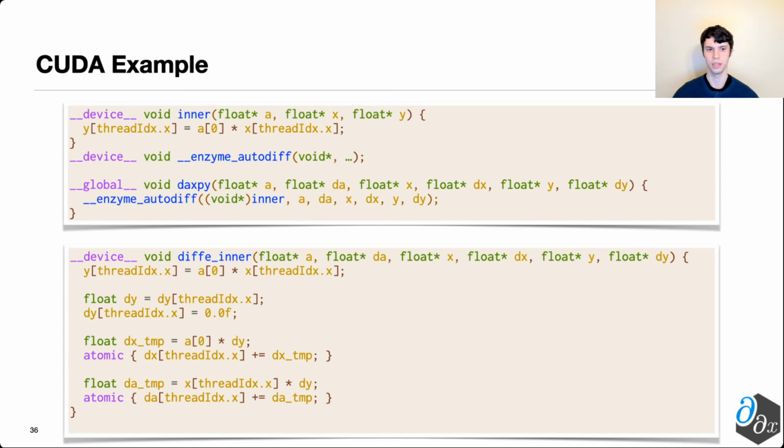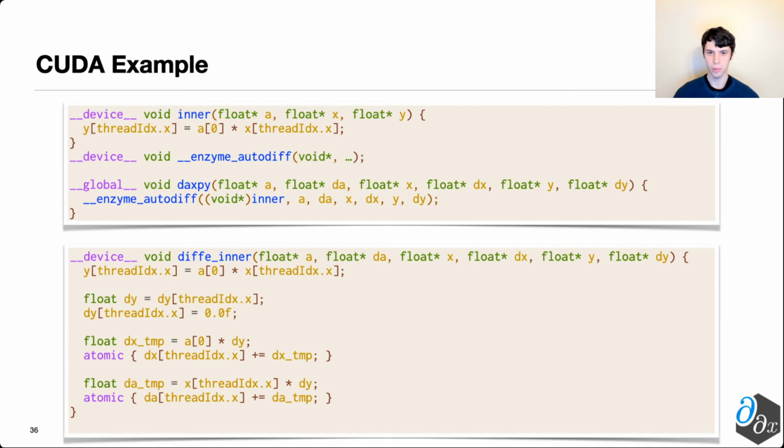So first we load the current shadow of y, dy equals whatever was in there, and then store it equal to 0. Then we need to do the increment of whatever we would have gotten out of dx. In this case, the increase we need to do to dx via the chain rule is a of 0 times the dy, or derivative of the output. Here we again do the atomic plus equals on dx equals that value.